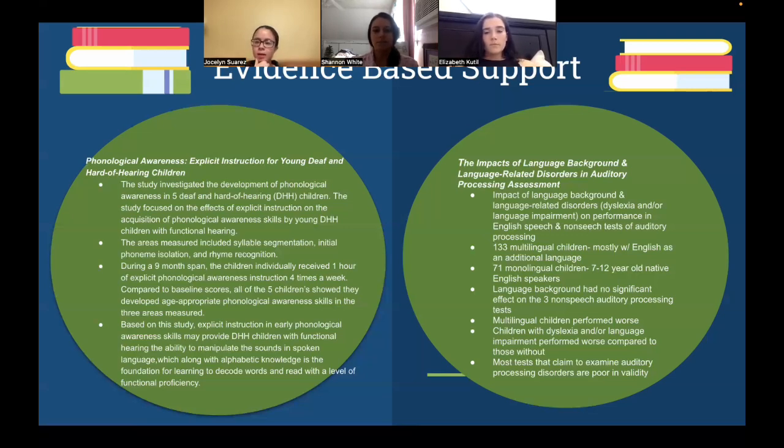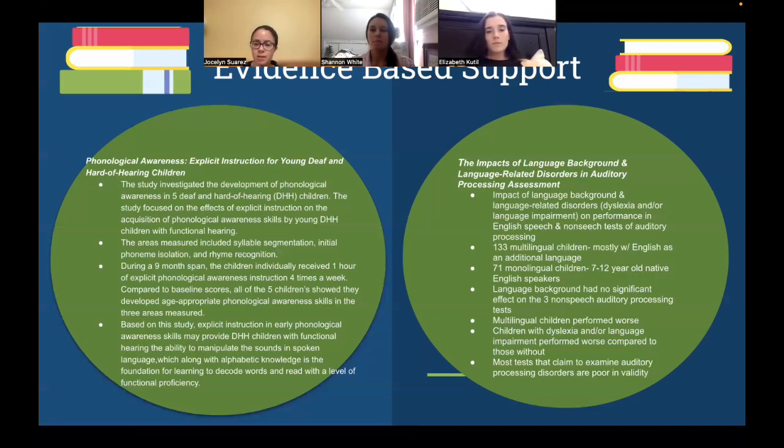The article that I researched was titled The Impacts of Language Background and Language-Related Disorders in Auditory Processing Assessment. This was a study done in 2013, and it studied the impact of an individual's language background, whether they're monolingual, bilingual, or trilingual, and whether they have a language-related disorder, which in this study was dyslexia and/or language impairment. It examined these 2 variables and their impact on the performance on tests of auditory processing, which included speech and non-speech aspects.